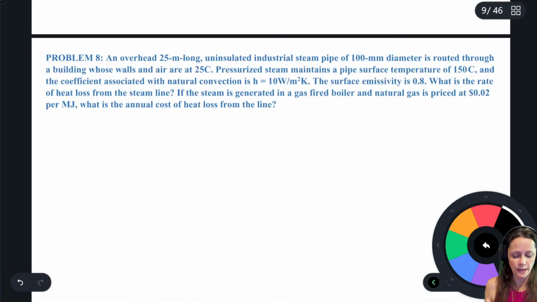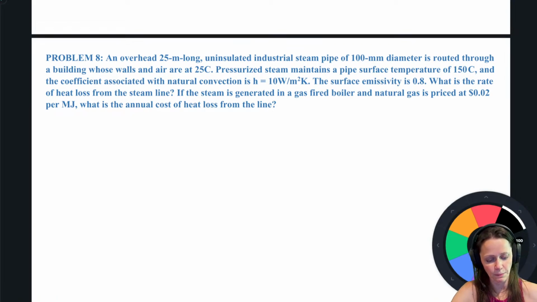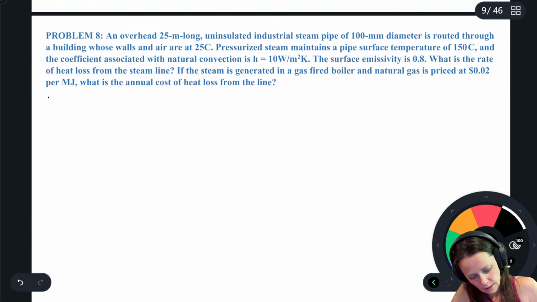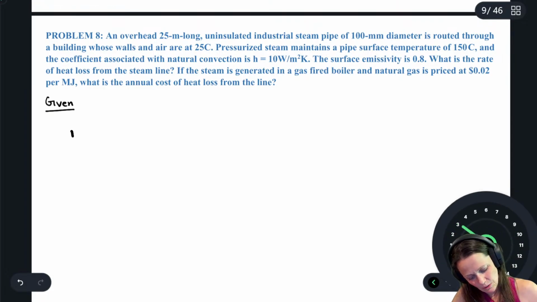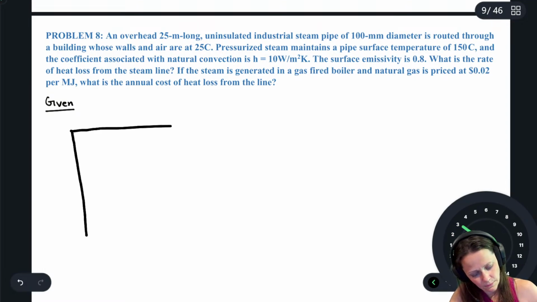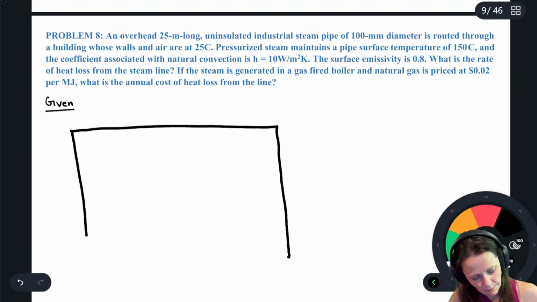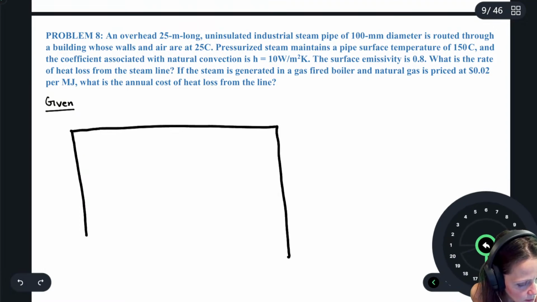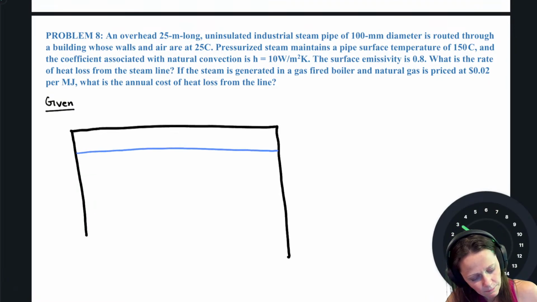All right, so another radiation problem. We've got an overhead 25-meter long uninsulated industrial steam pipe, 100 millimeters in diameter. So I'm going to just draw this to be a little bit fatter here. All right, so here's my room. Okay. And then here's my steam pipe. All right, so there's that guy.